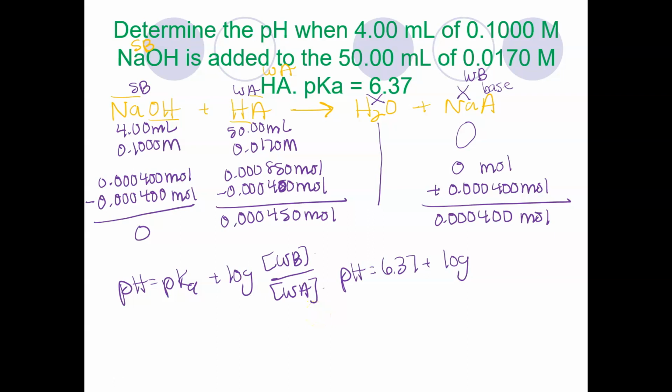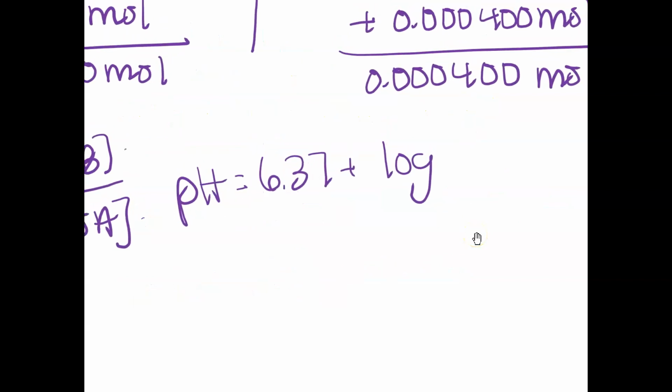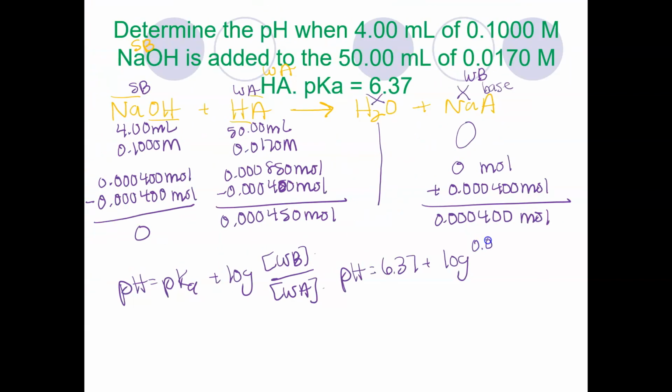If that bothers you and you want them to be molarity, then you're going to take the moles down here at the bottom and divide them by 0.05400 liters. The volume would be the total volume, the 50 plus the 4. Okay, but I'm just going to leave it as moles. So I'm going to put weak base on top, 0.000400 moles divided by 0.000450 moles. You see our moles are going to cancel. So when I do this math, I get an answer that is 6.32.